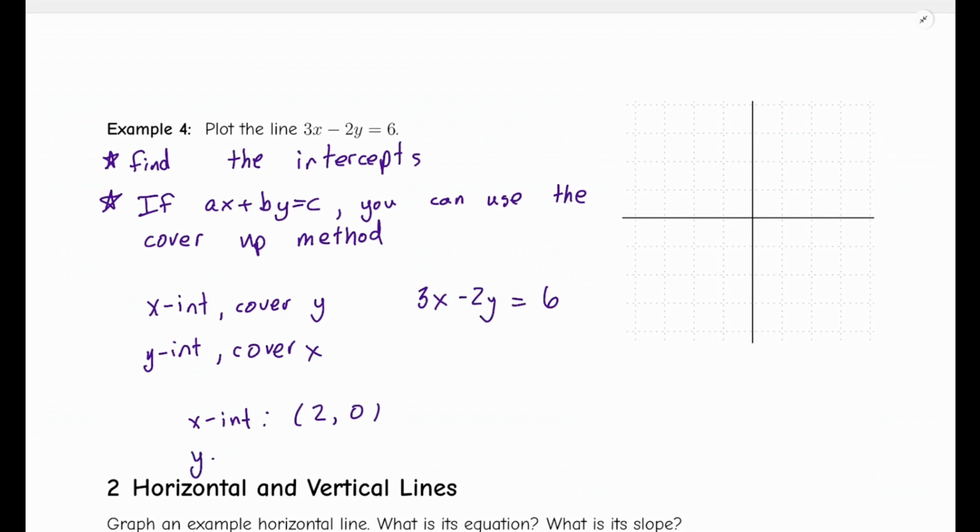Now to find the y-intercept, we cover up the x. So cover up the x, we get negative 2y equals negative 6. Solve for y, we get negative 3. And that's how we can use the cover-up method. In general, though, you just plug 0 in for y to find the x-intercept, and you plug 0 in for x to find the y-intercept. Now let's plot these 2 points, and then draw a line connecting them. That was a little bit off. There we go. And that's it for this part of the video.